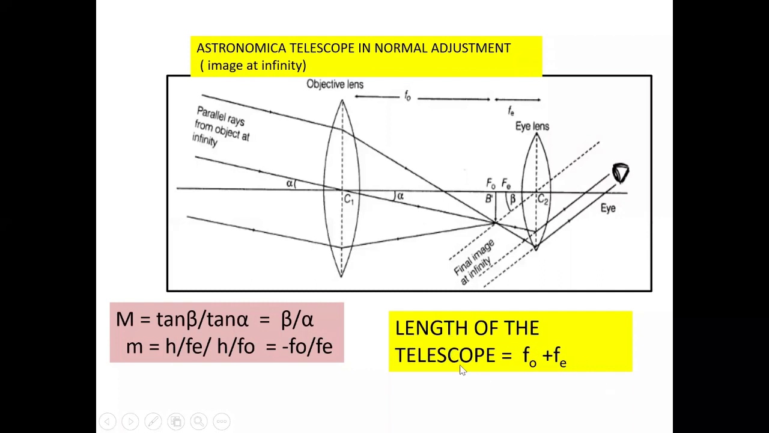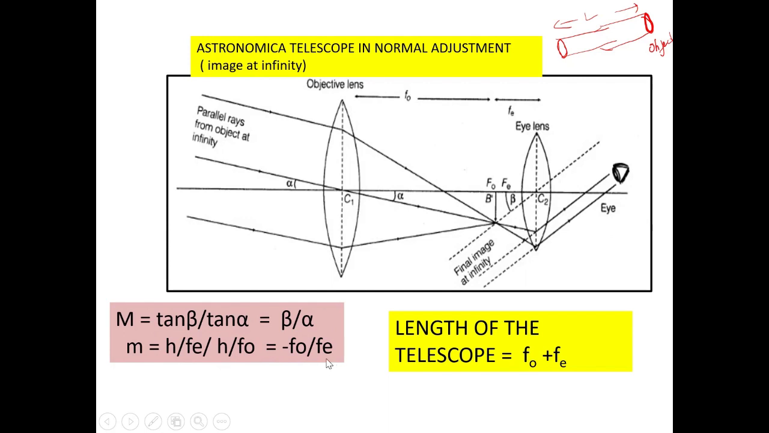So what is the length of the telescope? What is the length, teachers? Distance between the objective lens and eye lens. Suppose you want your children to construct a telescope, you can construct a telescope. You can have two tubes, correct? This is the objective, this is the eyepiece. So in order to view the image clearly, what should be the length? This is the length of the telescope. This is the objective. What should be the length for normal adjustment? Fo plus Fe, isn't it? Yes, ma'am. Fo plus Fe. And the magnification is Fo by Fe.